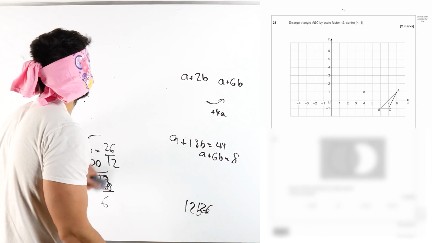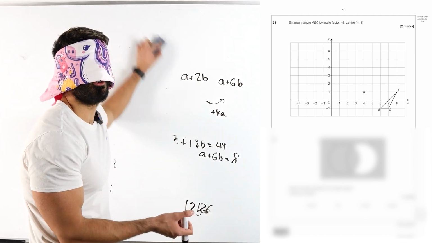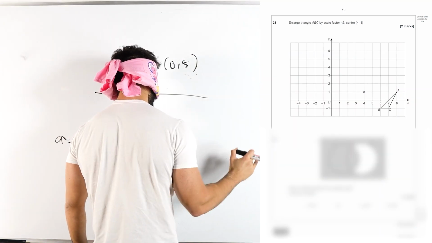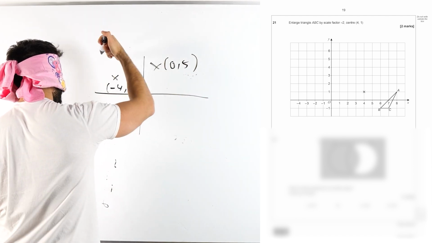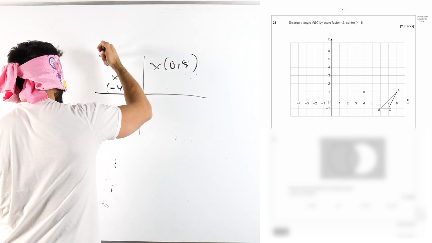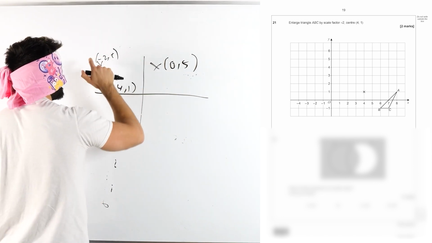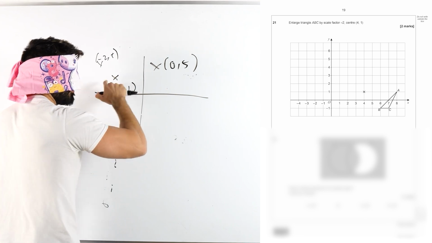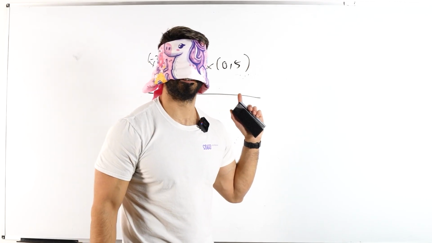Enlarge the triangle ABC by scale factor -2. This is impossible. 3, 2, 3, 2, 6, 4. So it's in line with 0, 5, but it'll be -2, 5. So we have 0, 5, -2, 5, and what was it? It was -4, 1. Yeah, that was it. Did I draw that? There's something on the board.